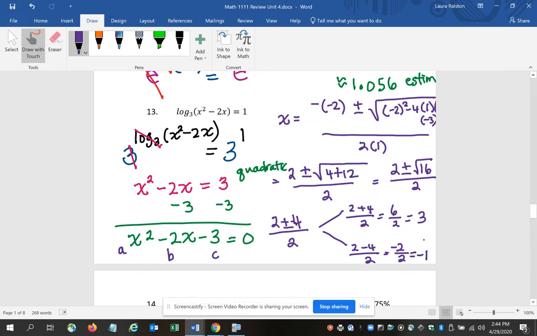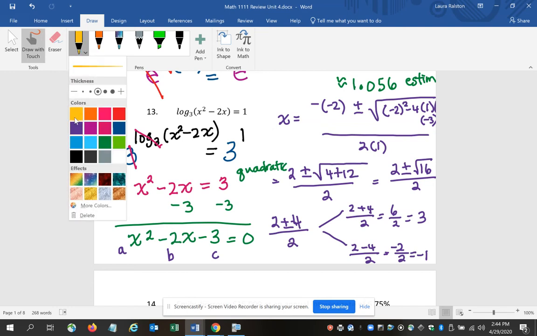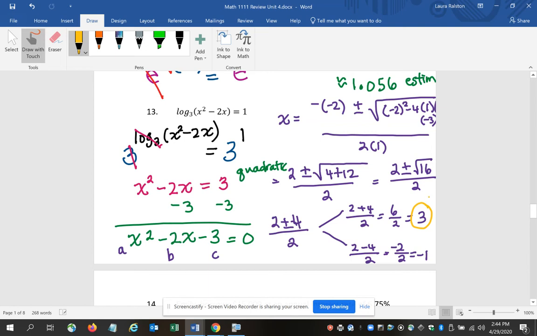But guys, remember, the argument has to be positive. So if I go back and I check these two numbers, it should be obvious when I plug in a positive number that I'm going to get positive, but we can double check. 3 squared is 9.